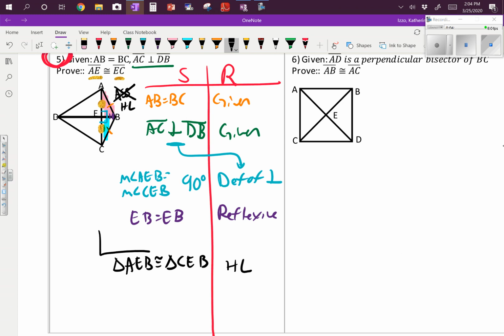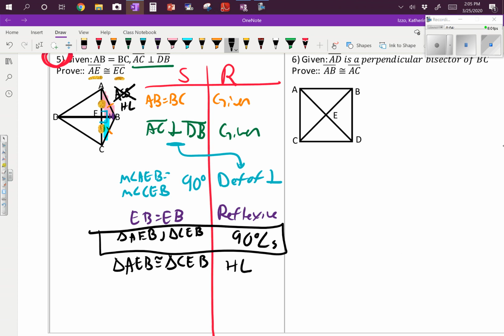Okay, notice, for those of you paying attention, I did leave a gap. Always leave a gap before you do HL, because you need to do that step. Now, some of you have learned to just do that step automatically. Some of you are still writing it in after you do HL. Just make sure it gets there. Don't care which order, just make sure that it gets there and it's above HL. Right above HL, you need to say 90-degree angles. And you have to tell me that those two triangles are right triangles. Otherwise, we can't use hypotenuse leg.